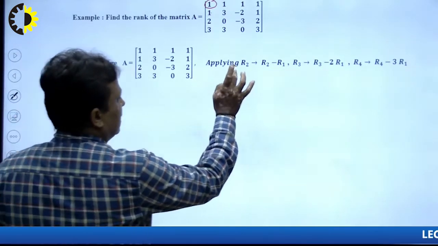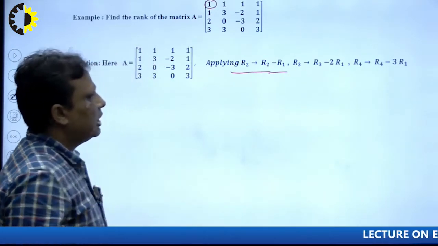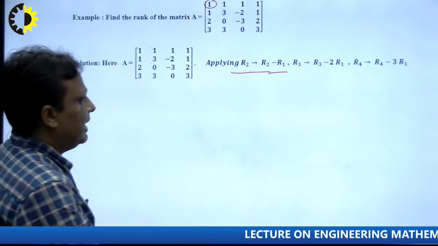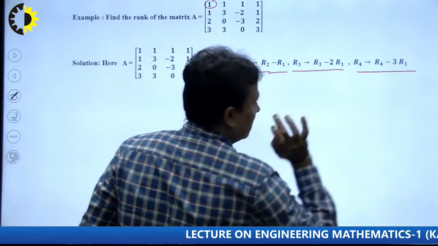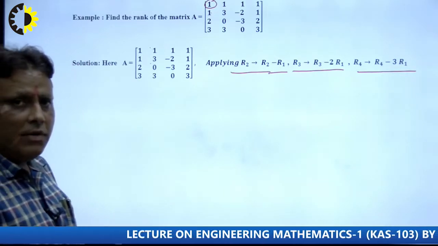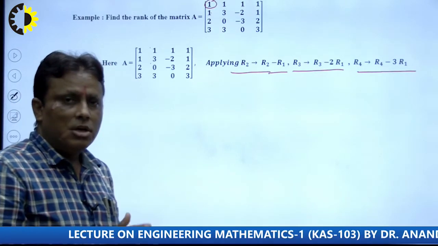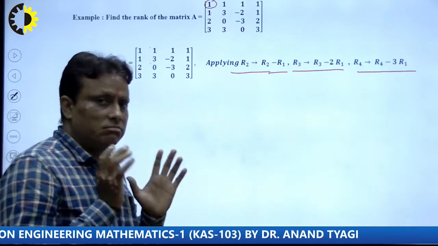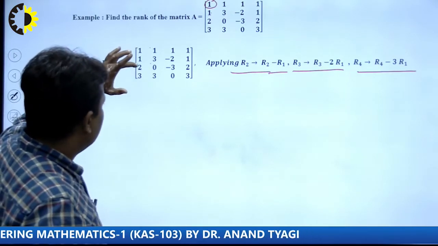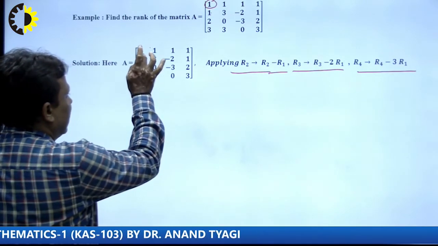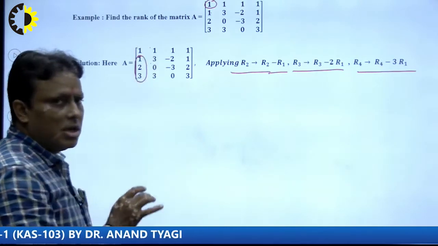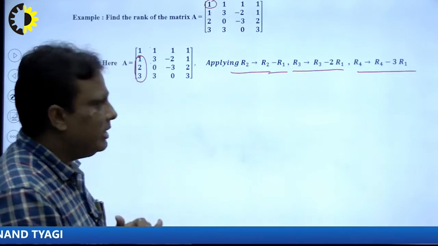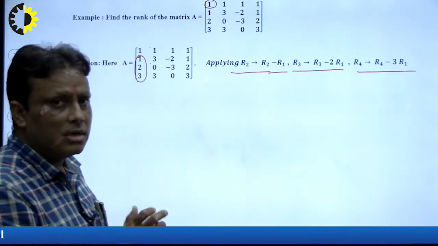Suppose I want to apply this operation. First, R2 arrow R2 minus R1. So 1 minus 1 is 0, 3 minus 1 is 2, right? Then apply this operation and then this operation. So if there are 4 rows, then 4 minus 1 is equal to 3. 3 operations are working together, right? First, second, third. That means all these elements become 0 by using 3 operations at a time, so we can minimize our time to calculate this type of problem.